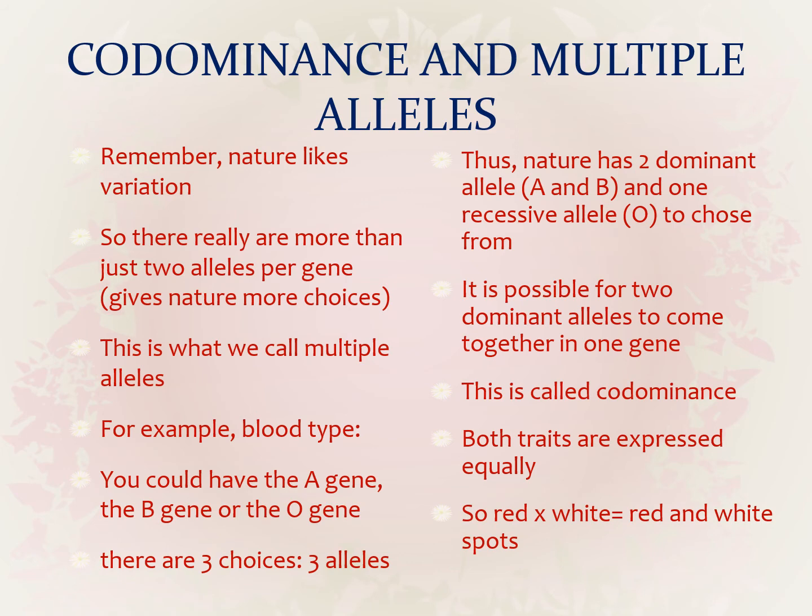So now red times white equals red and white spots. So this Punnett square is going to look a little bit different. Okay. If you have A blood, you could be big A, or you could be big A0. Notice multiple alleles. There is no little a in codominance.